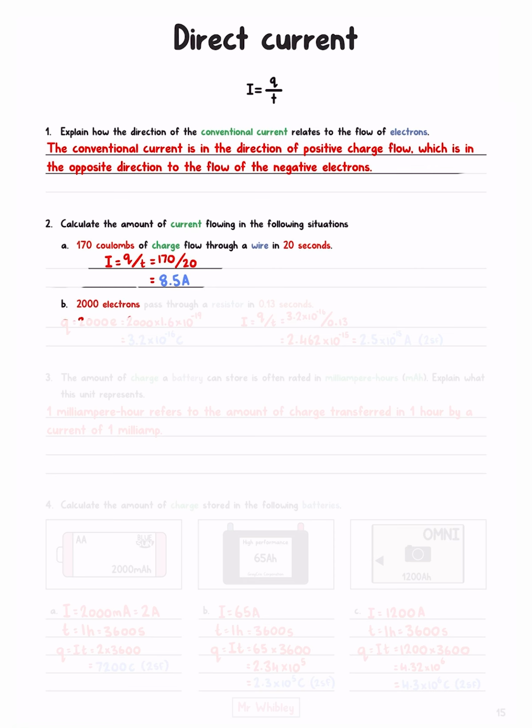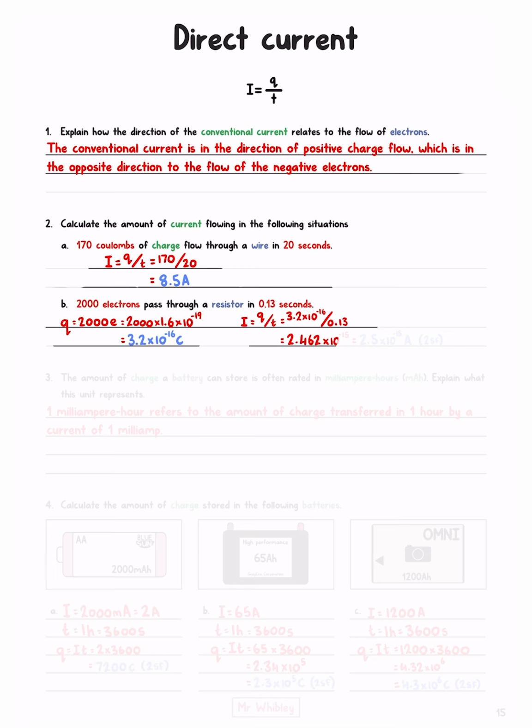2,000 electrons pass through a resistor in 0.13 seconds. To find the charge, we take the charge of an electron and multiply it by 2,000. Doing so gives us 3.2 times 10 to the minus 16 coulombs. Putting that now into our current equation gives us 2.462 times 10 to the minus 15, or 2.5 times 10 to the minus 15 amps to two significant figures.